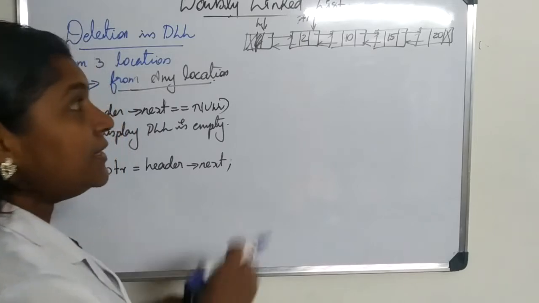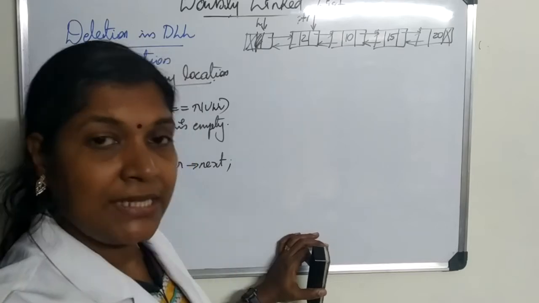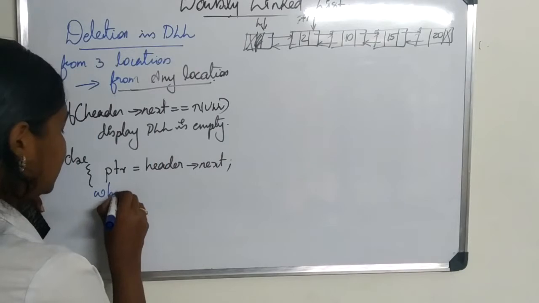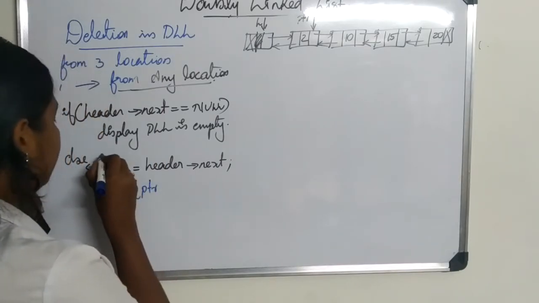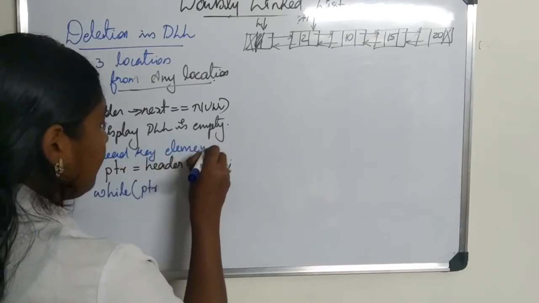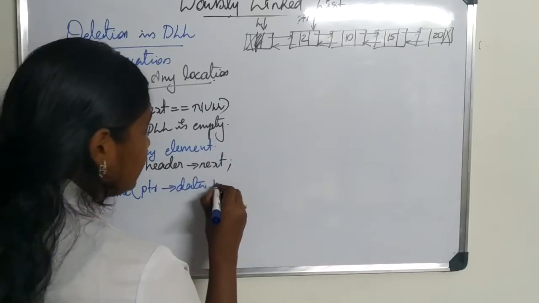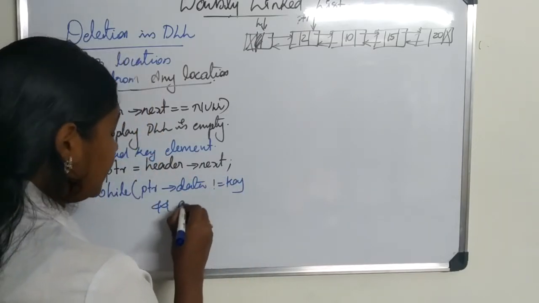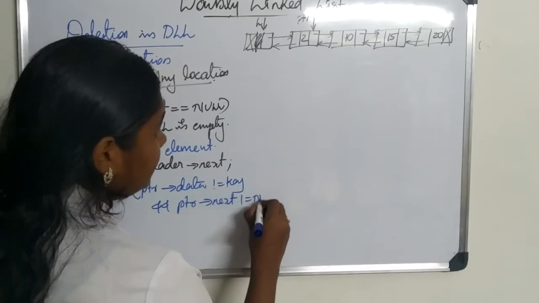Then we can traverse by considering two cases: either the key is present or the key is not present. So I am providing the condition as while PTR dot data not equal to the key element, the same as our search algorithm, and PTR dot next not equal to null.